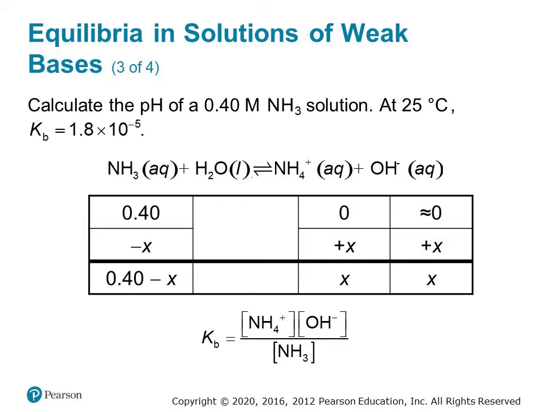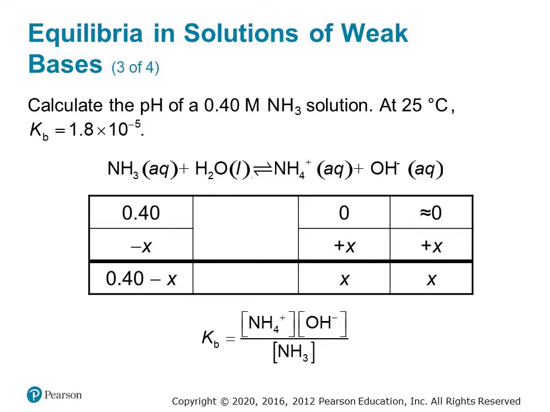Let's put some numbers to one of these weak base equilibria. Let's calculate the pH of a 0.40 molar ammonia solution, for which Kb is 1.8 times 10 to the minus 5th power. Building a nice chart, we can see that the initial concentration of ammonia is 0.40 molar, the initial concentration of its conjugate acid is 0, and the initial concentration of hydroxide ions, which is technically 1.0 times 10 to the minus 7 in pure water, is essentially 0 for our purposes.